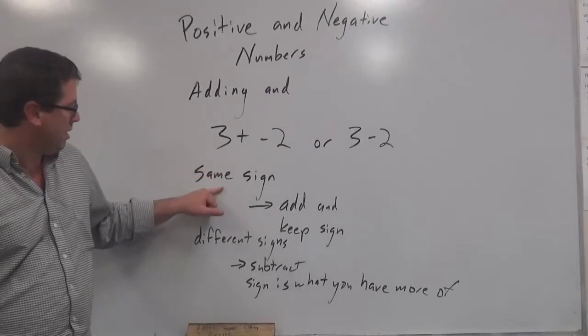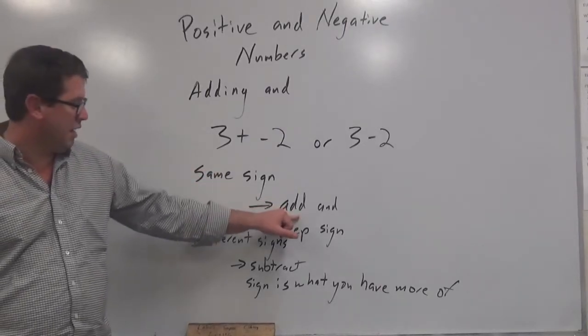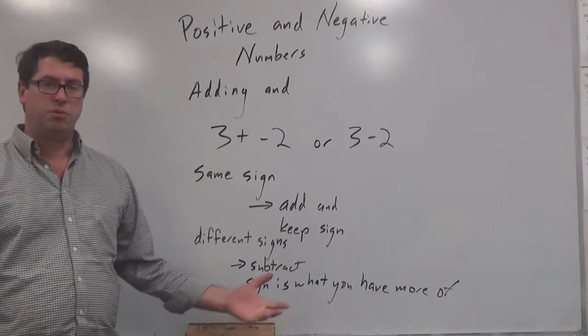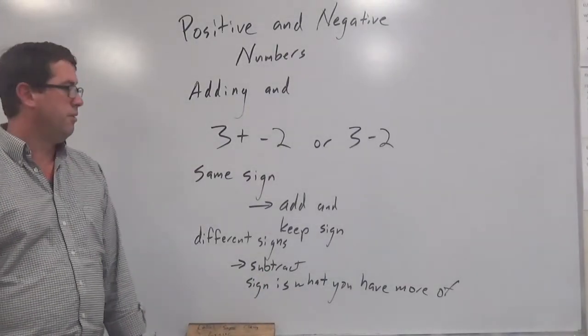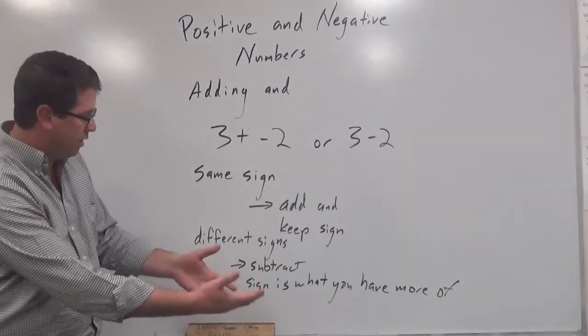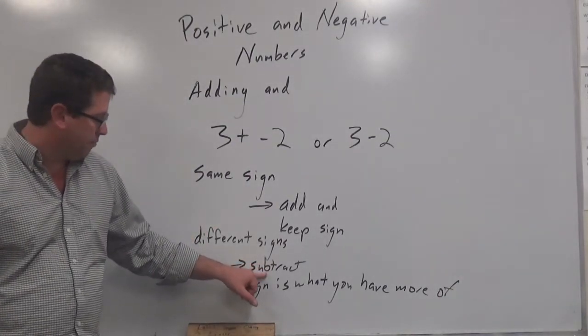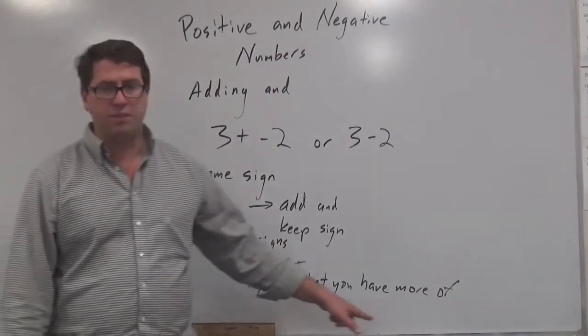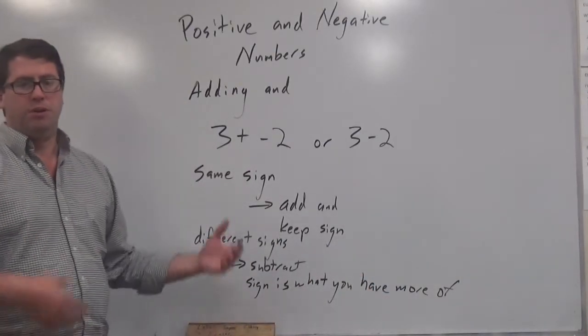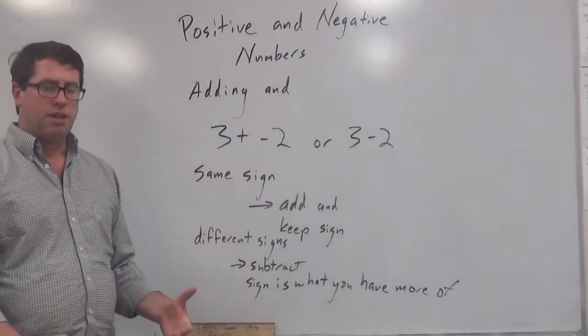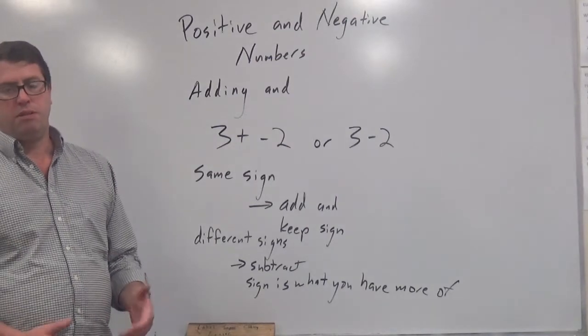Now, if they've got the same sign, you're just going to add them and keep the sign. It's really nothing to that. If they're both negative, you just add them up, and it's still negative. Now, if they have different signs, you're going to subtract them, and your sign is going to be whatever you have more of. So if the negative number is bigger, it's negative. If the positive number is bigger, it's positive.